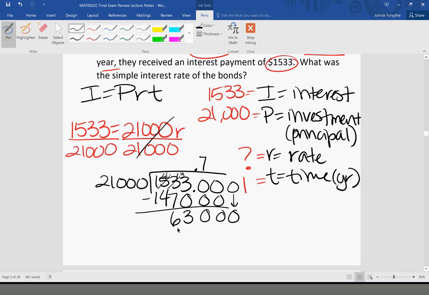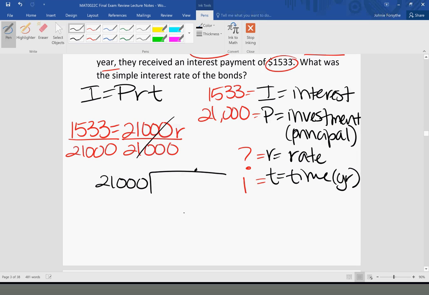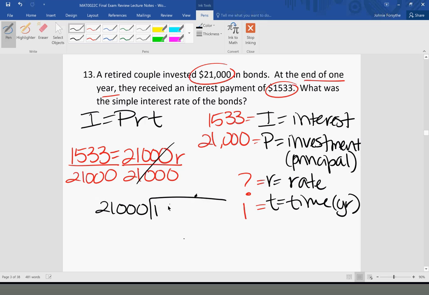Okay, so now we're going to add a 0 here. Now, 21,000 goes into 63,000. I think I'm missing a 0. Hold on one second. Oh, I wrote that in the wrong spot. Let me start over really quick. All right, let me rewrite this. So it's 1, 5, 3, 3.